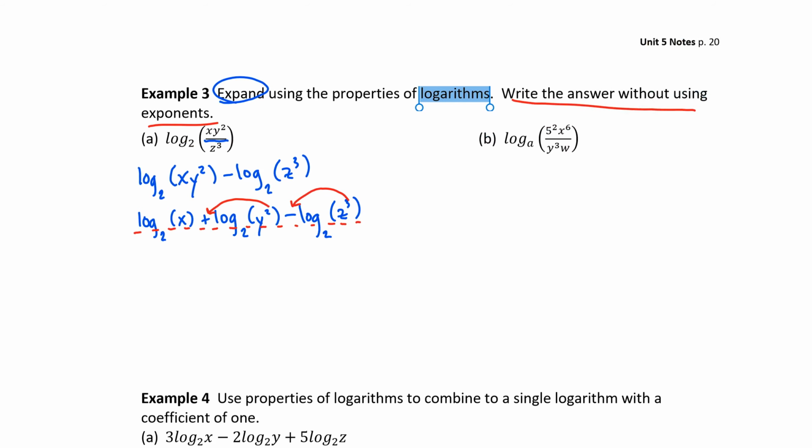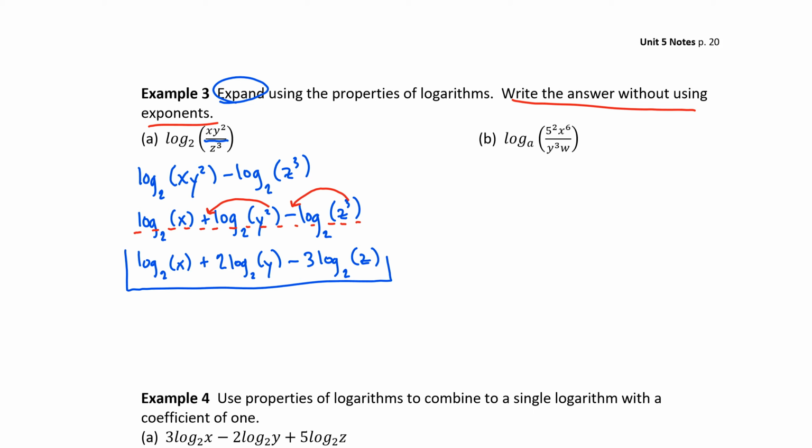This gives us log base 2 of x plus 2 log base 2 of y minus 3 log base 2 of z. Now, how do we know when we're finished? Each argument is singular. It is not being multiplied by anything. There's no quotient. There's no power. So since there's no operation in the argument and no exponent, this has been completely expanded.